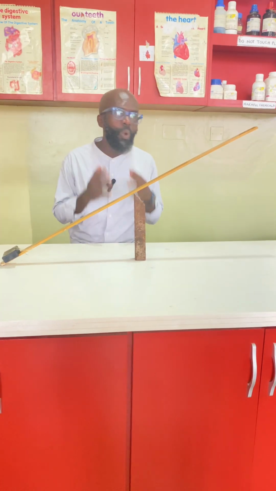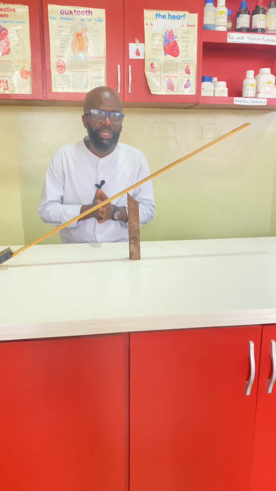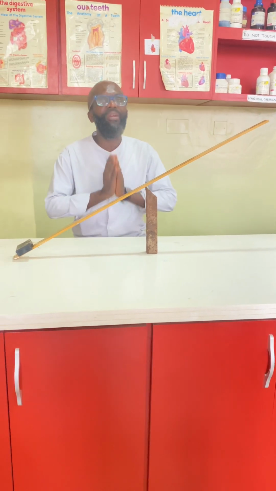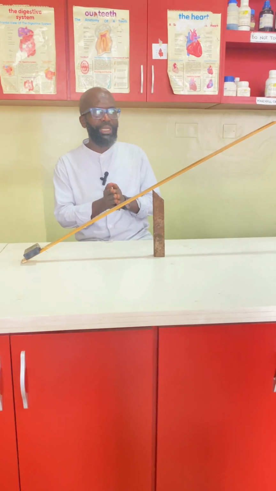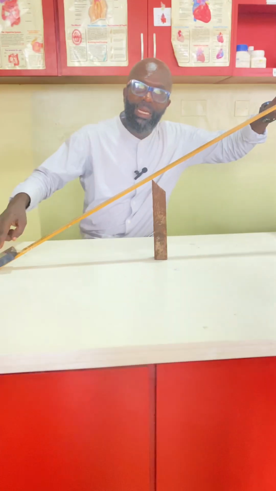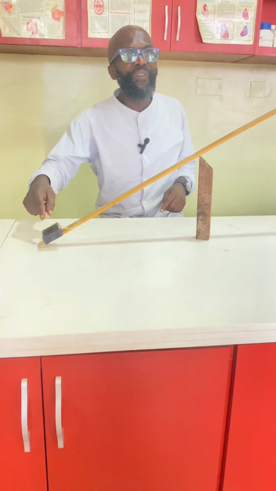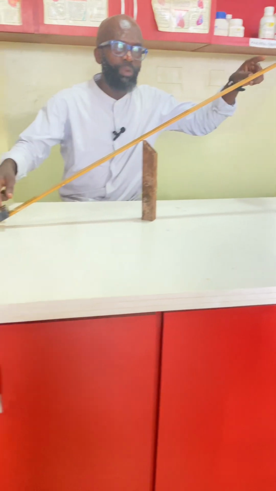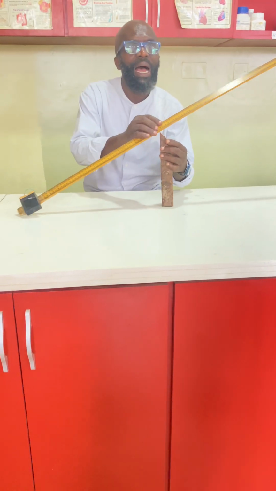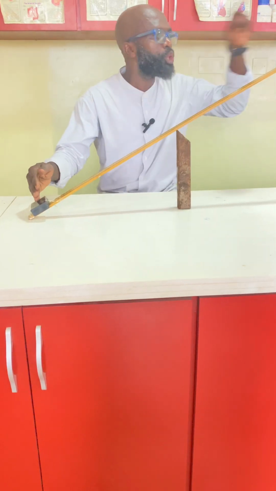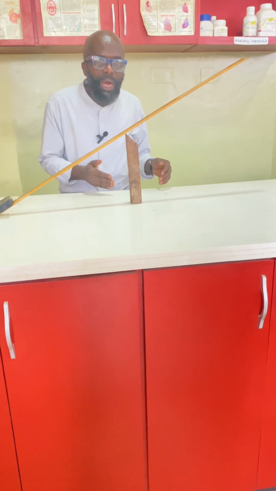Okay, now another way that you can also find the efficiency of a machine is by concentrating on what we call mechanical advantage. Now, what is mechanical advantage? It is the ratio of the load to the effort applied. So whenever you divide the load by the effort, you get what we call mechanical advantage. You can use that one.